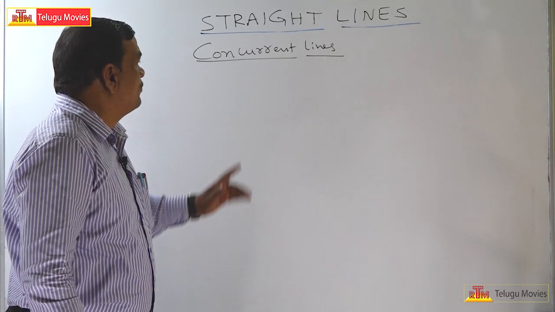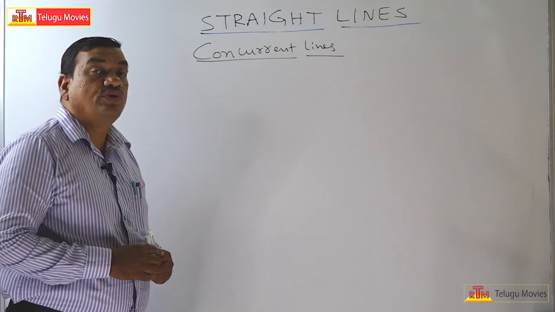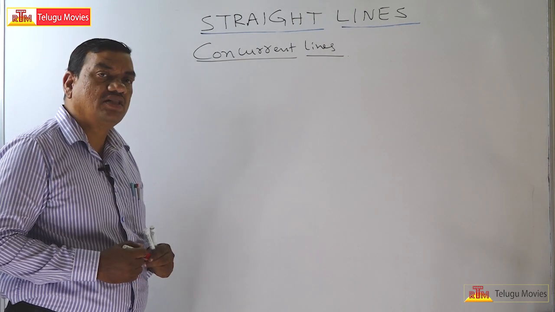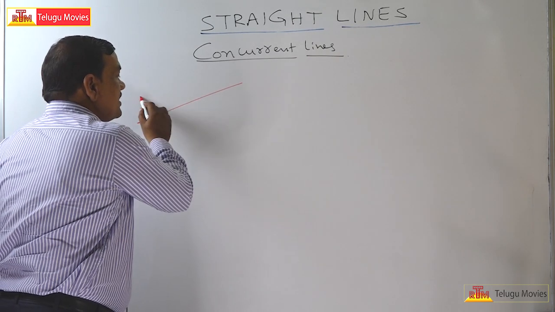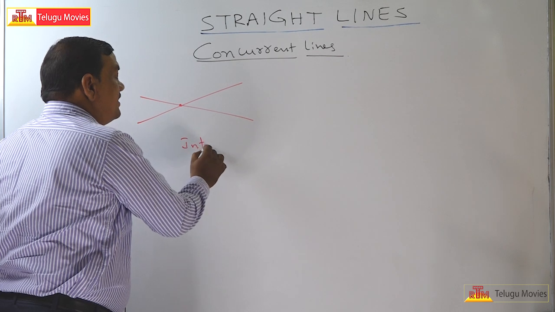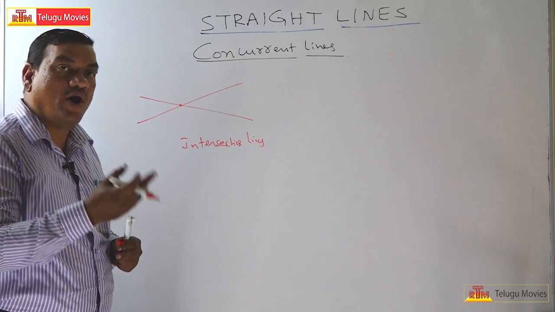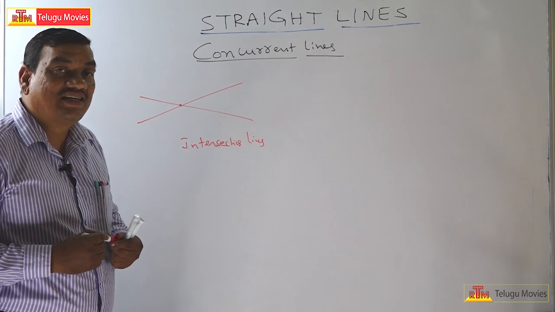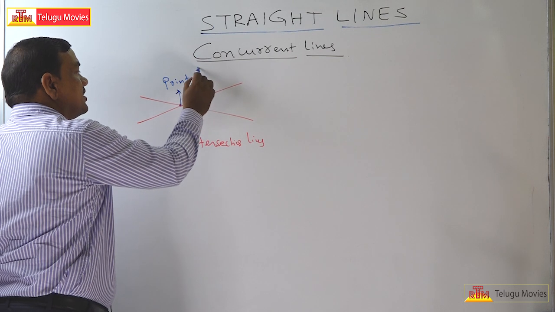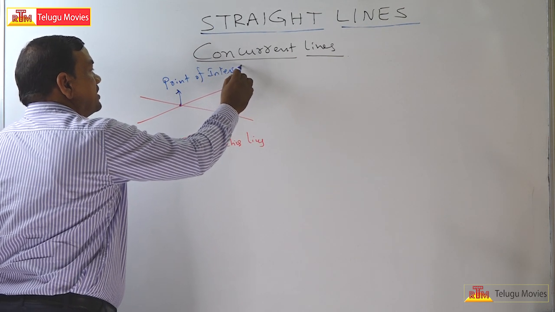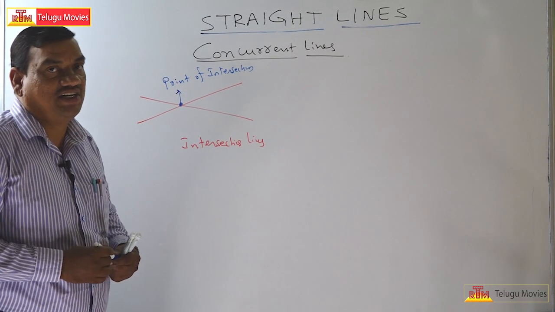Welcome back. So I am going to explain what is meant by concurrent lines. Previously we learned about intersecting lines. If two lines intersect each other at a point, these two lines are called intersecting lines, and this point is called the point of intersection.